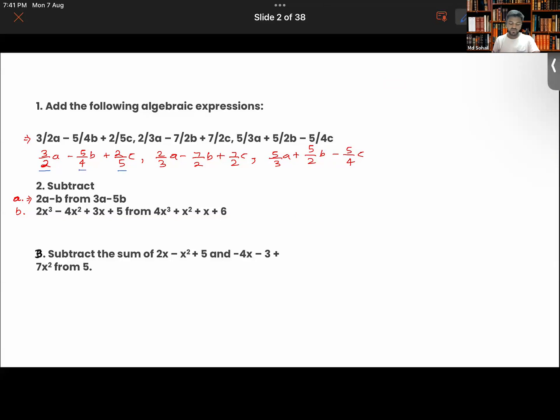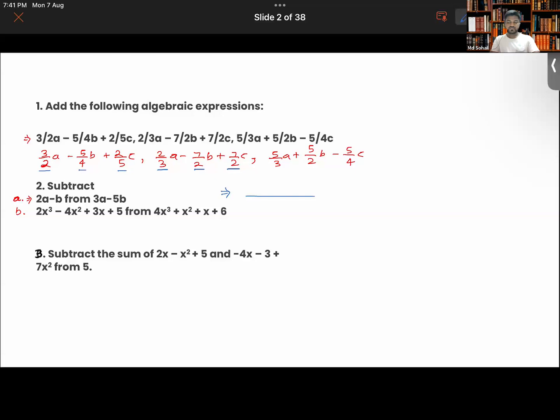Did you take the LCM or not? The LCM of 2, 4, and 5, and this 3, 2, and 2. Did you do this? No, I haven't done this. Okay. Basically, you're required to take the LCMs of the denominators, right? So it will be solved like this. Getting it? The LCM here is going to be coming. I hope now you can solve it.